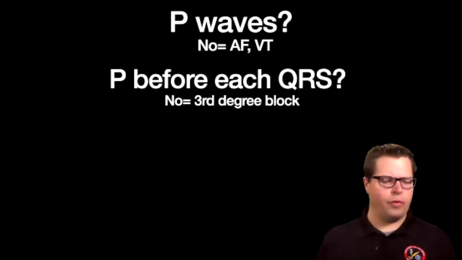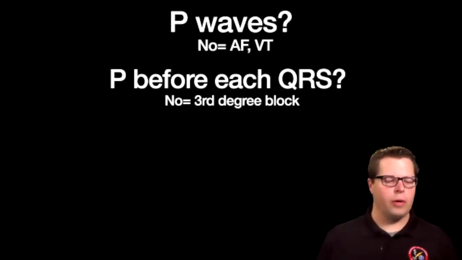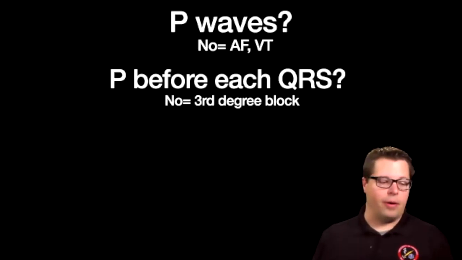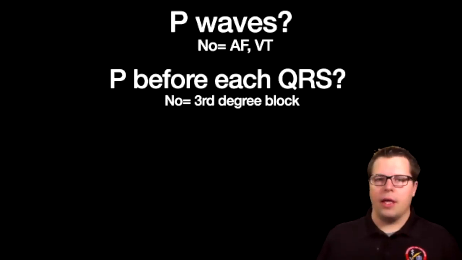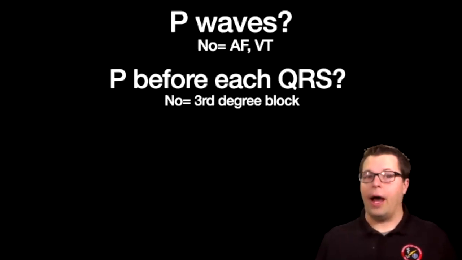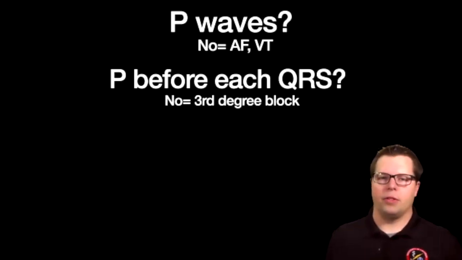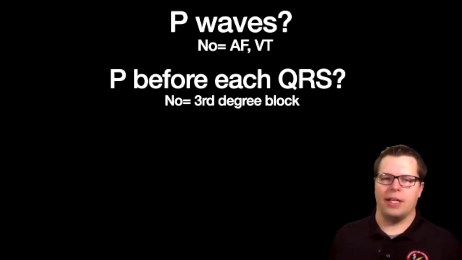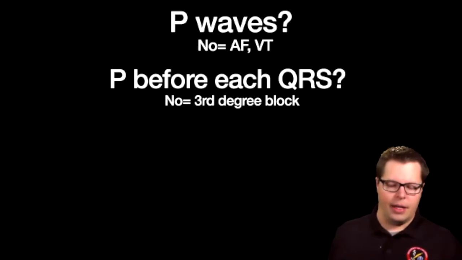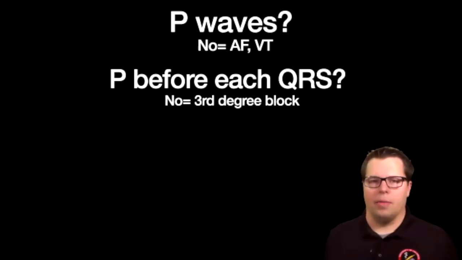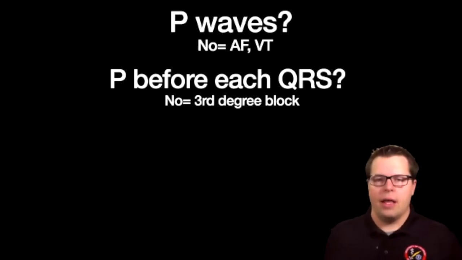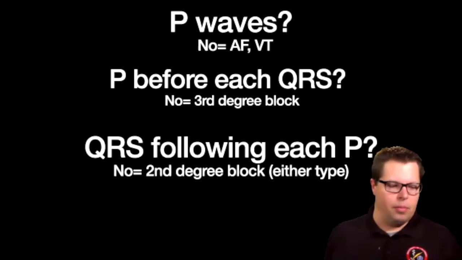Then after we've determined, are there P waves? Are there P waves before each QRS? If there are not P waves before each QRS, you've got to think, is this a high degree block? Could be third degree block, could be a Mobitz 2 block. But if there's not a P wave before each QRS, and it seems not just an ectopic beat or a PVC, then you've got to be worried about a high degree block.